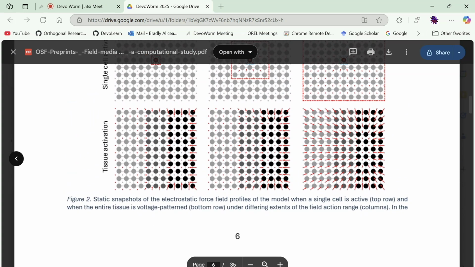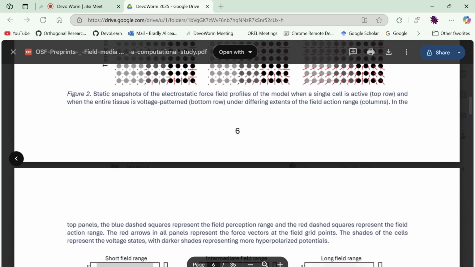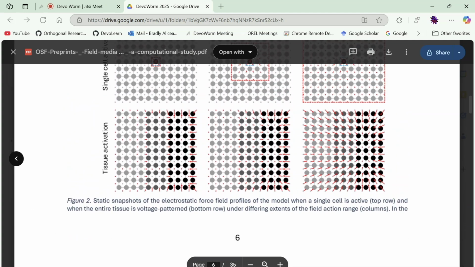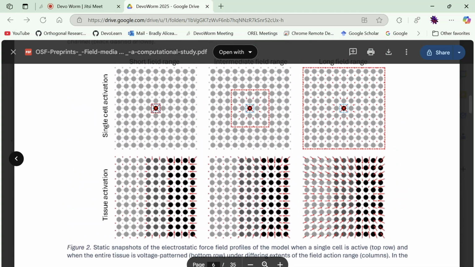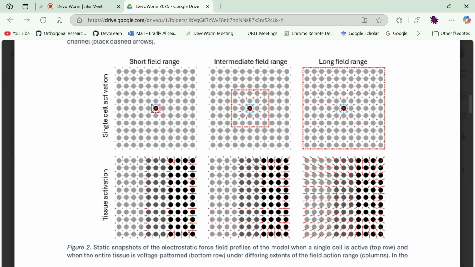But yeah, the darker shaded units in this tissue activation model represent more hyperpolarized potentials. So these cells have different potentials, and that leads to patterning. You can see that the ones in black are more hyperpolarized than the ones in gray, and that's where you get this difference in polarization. It's not like an action potential, but a similar principle where there's an activation versus a non-activation. That's what we're looking at in this array.